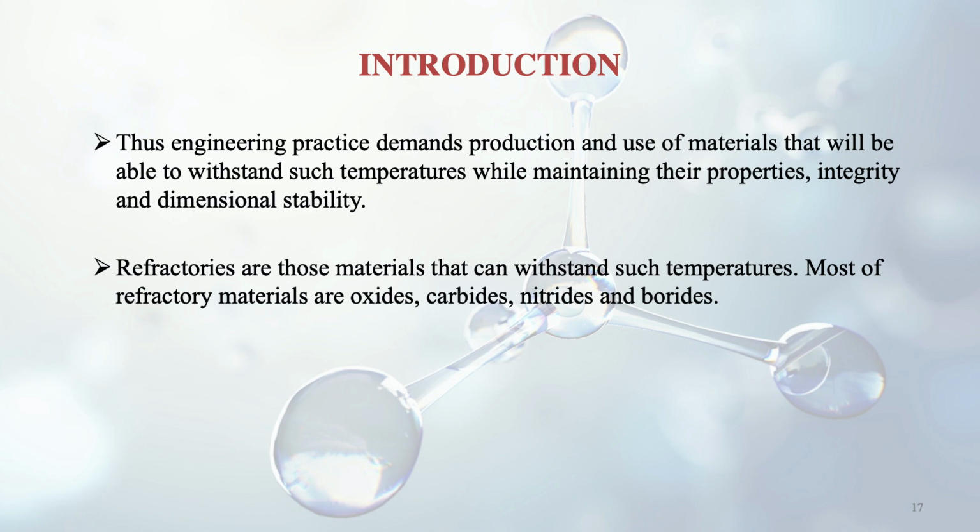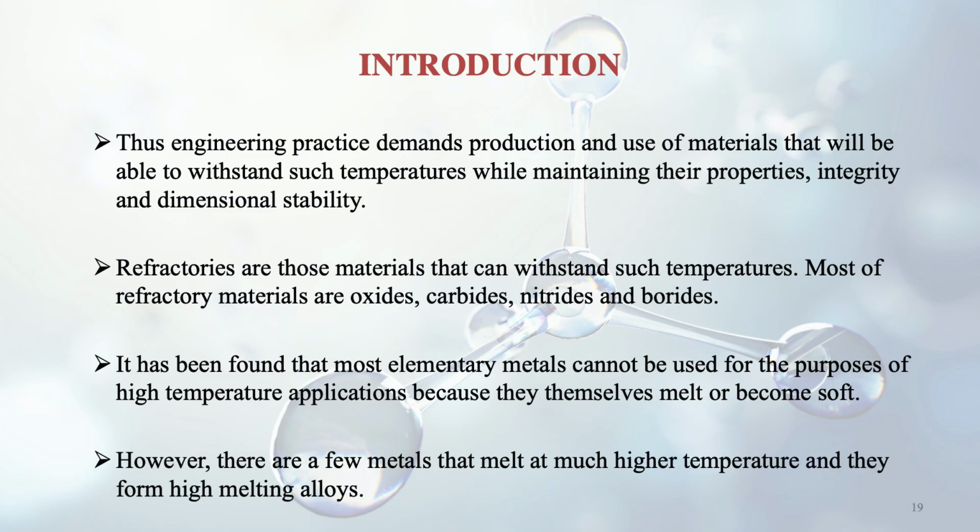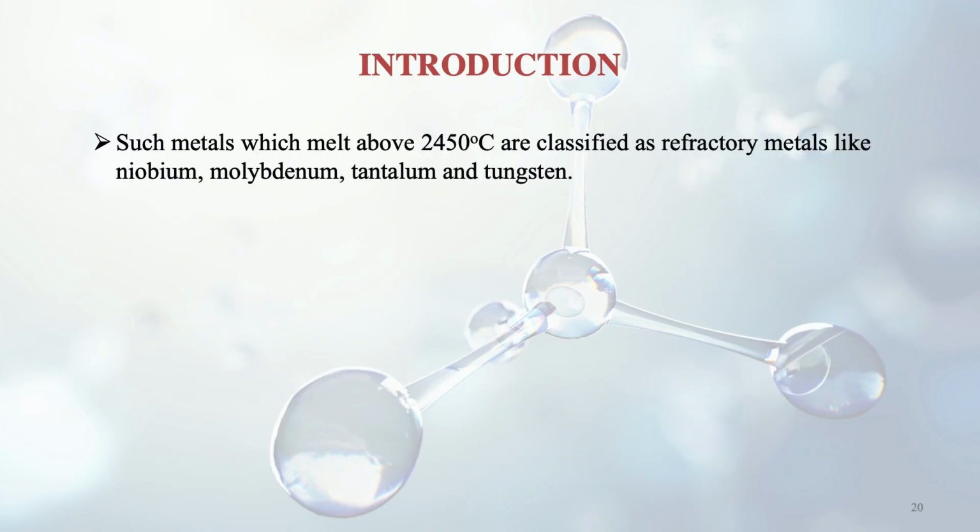Mostly these refractory materials are oxides, carbides, nitrides and borides. And it has been found that most elementary metals cannot be used for high temperature applications. Why? Because they themselves melt or become soft. But there are certain metals that melt at much higher temperatures and form high melting alloys. These are the metals which can be used for such purposes, with melting temperatures around 2450 degrees centigrade. These high melting metals can be classified as refractory metals, and examples are niobium, molybdenum, tantalum and tungsten.